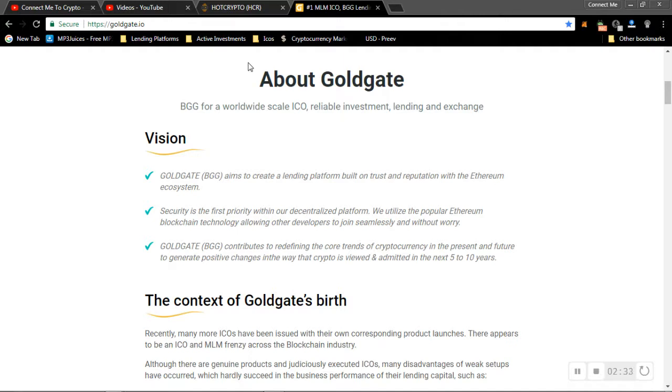Vision. So let's talk about their vision. Goldgate aims to create a lending platform built on trust and reputation with the Ethereum ecosystem. Security is the first priority within our decentralized platform. We utilize the popular Ethereum blockchain technology, allowing other developers to join seamlessly and without worry. So Goldgate, BGG, contributes to redefining the core trends of cryptocurrency in the present and future, to generate positive changes in the way that crypto is viewed and admitted in the next 5 to 10 years.